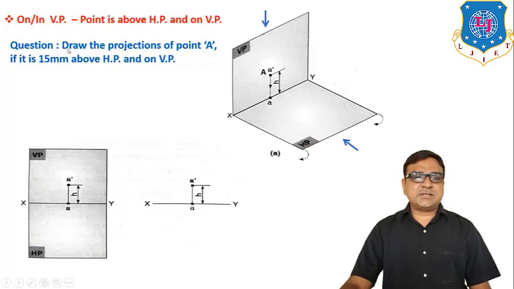Our question is: draw the projection of point A if it is 15 mm above HP and on VP.